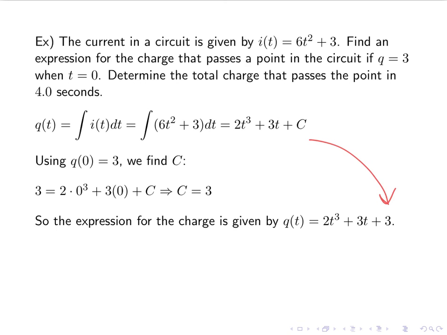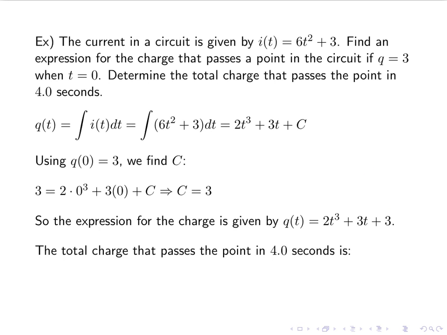Again, we just have to make sure that we're plugging in our c. And the second part, determine the total charge that passes the point in 4.0 seconds. So that's just q of 4. So we'll plug in 4 for all of my t's, and we get 143. Charge is coulombs, so 143 coulombs.